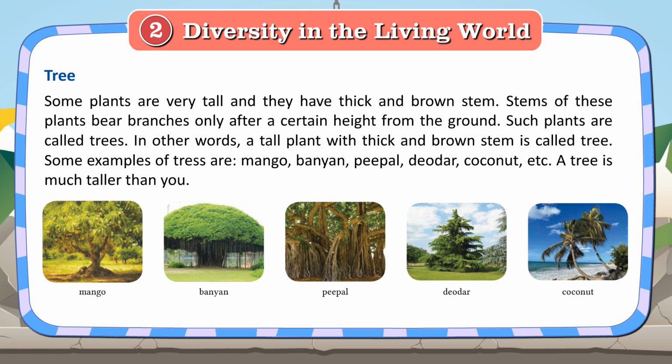Some examples of trees are mango, banyan, peepal, deodar, coconut, etc. A tree is much taller than you.